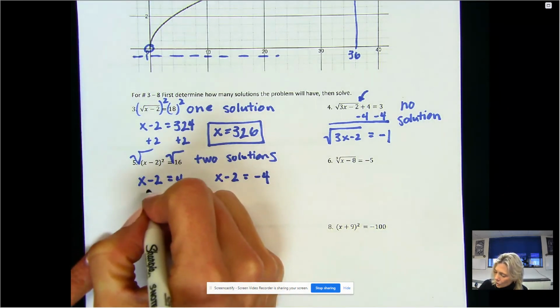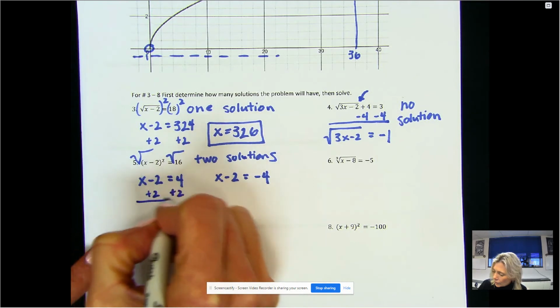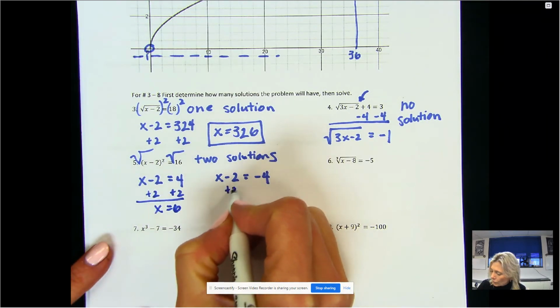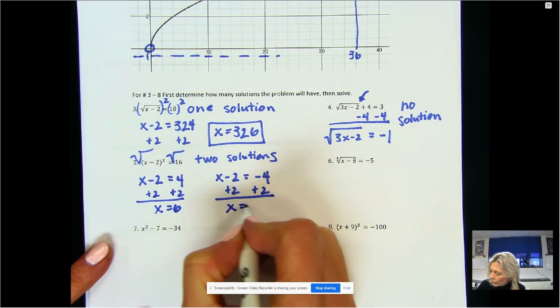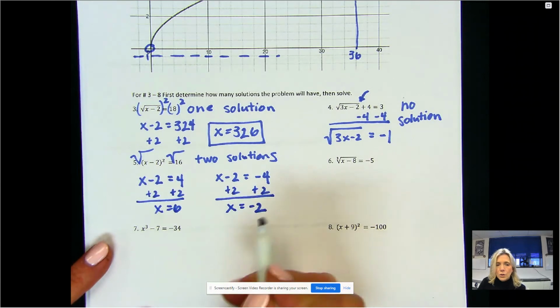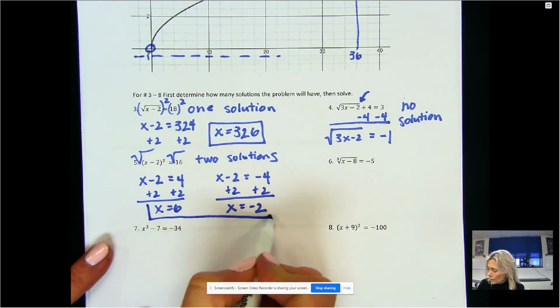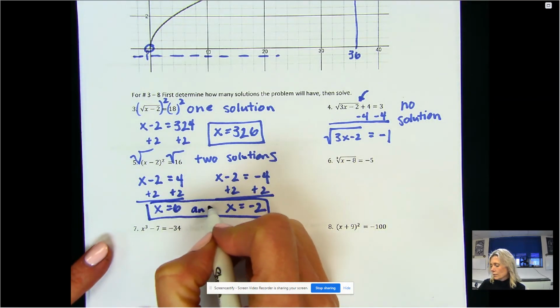So when we add this 2 over here, we get 6. And when we add this 2 over here, okay, so this has two solutions. X equals 6 and x equals negative 2.